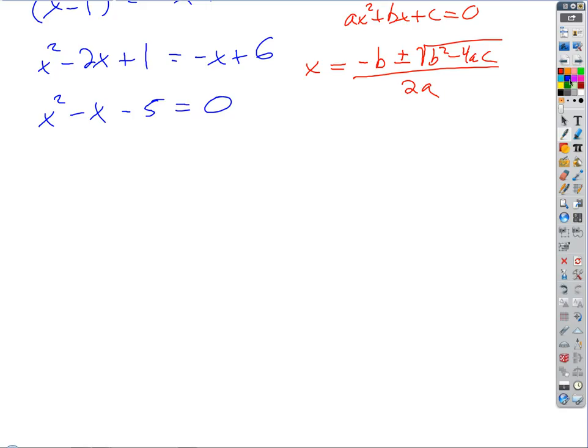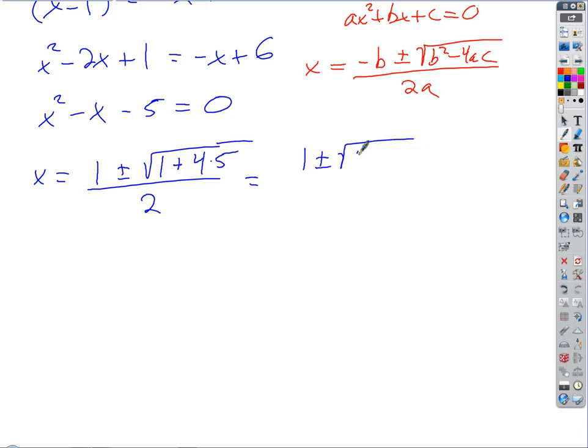So we end up getting x equals, what's negative B then? 1. Okay, opposite of negative 1 is 1, plus or minus the square root of 1, right? Negative 1 squared is 1, minus 4 times 1 times negative 5, makes that a plus, right? All divided by 2. So that's just equal to 1 plus or minus the square root of 1 plus 20 is 21 over 2. Can we simplify the square root of 21? No, we can't. So those are our two answers for x, right? So let's try each of those.